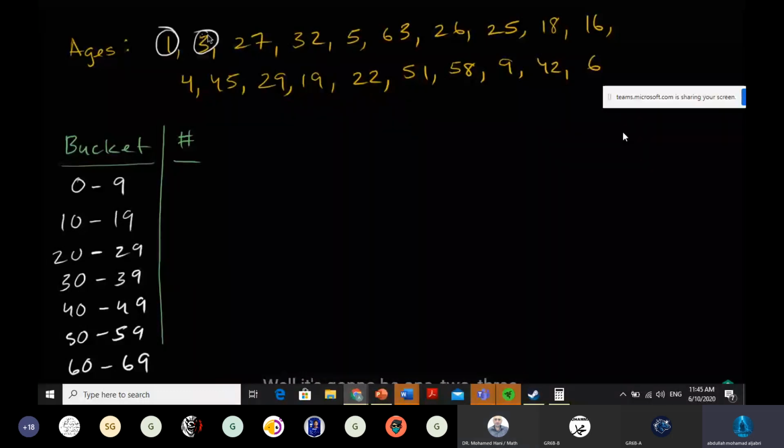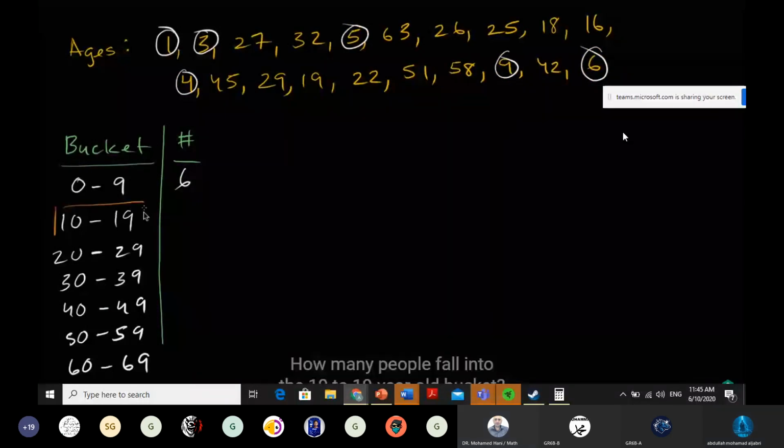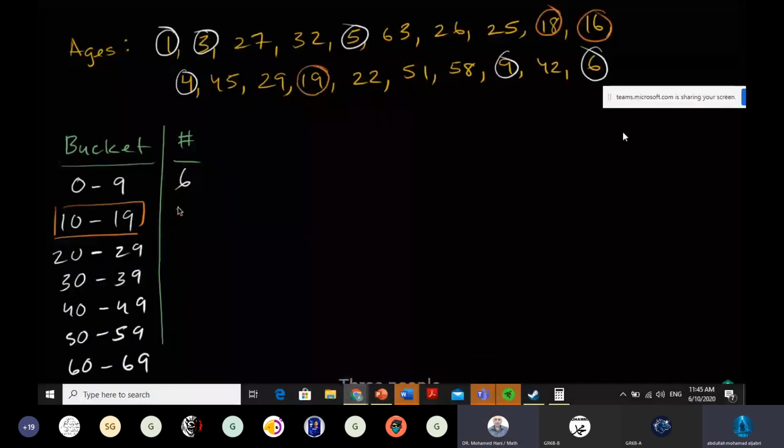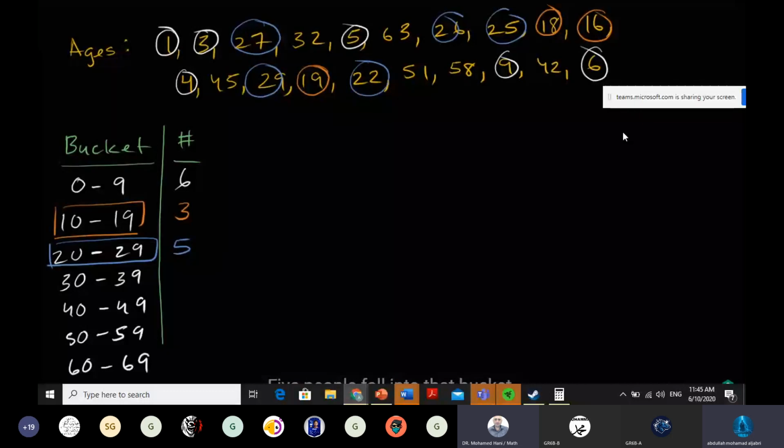1, 2, 3, 4, 5, 6 people fall into that bucket. How many people fall into the 10 to 19-year-old bucket? Well, let's see. 1, 2, 3. 3 people. I think you see where this is going. What about 20 to 29? 1, 2, 3, 4, 5 people. 5 people fall into that bucket.